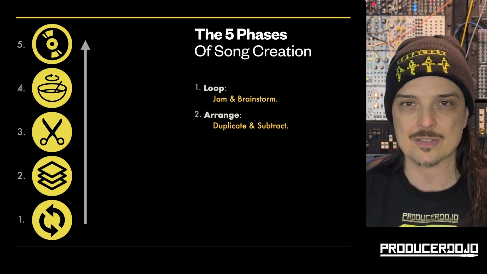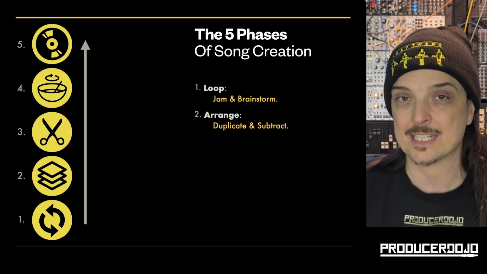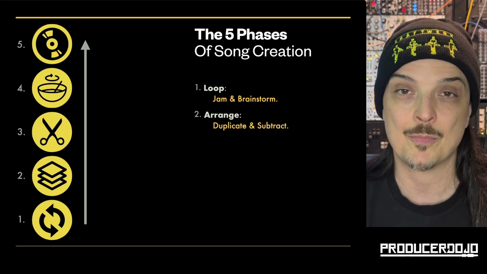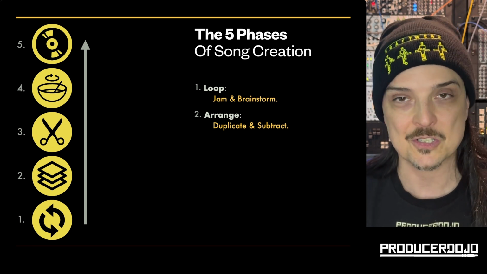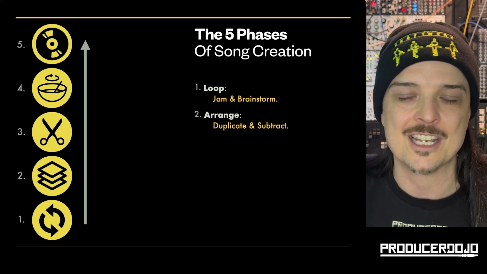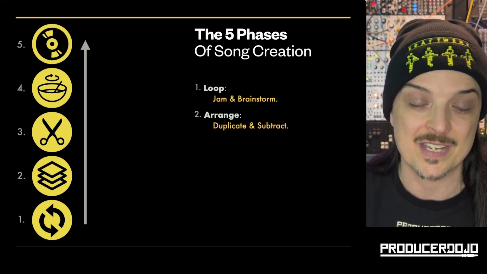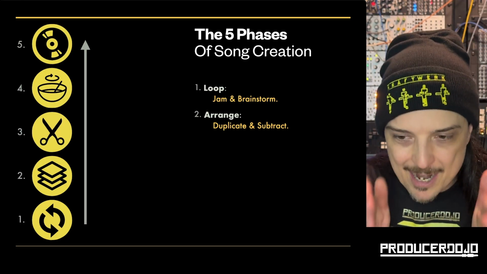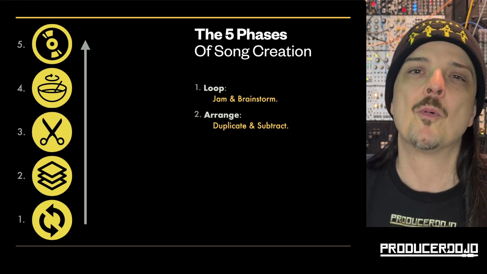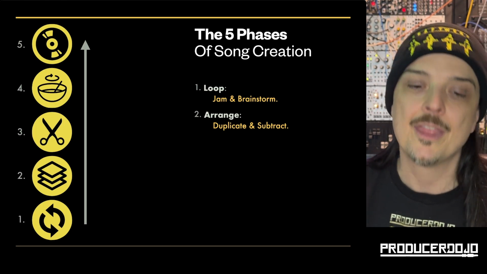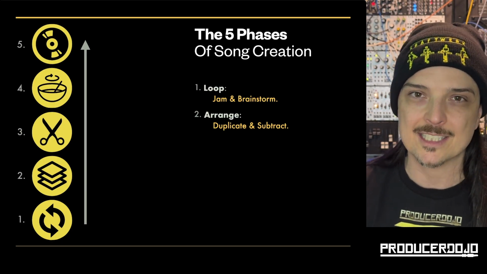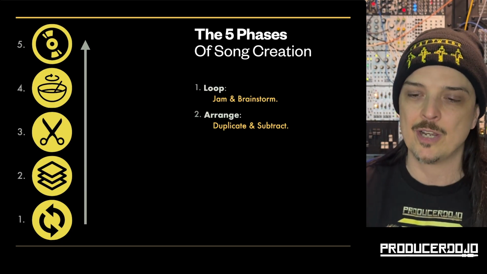Duplicating your loop out to fill the arrangement and then subtracting is a typical way to do it, but there are as many ways to arrange as there are producers to do it. These are just kind of like general guidelines and trends that I notice in the way people tend to work. So this is not like you have to work this way, but this is just a way to think about how people work. So people will typically jam over a loop, then arrange it out, duplicating the loop to fill the arrangement and subtracting, bringing parts in and out to create the arrangement.